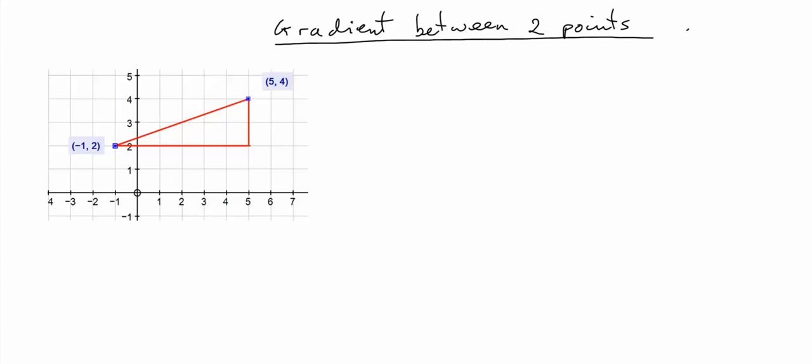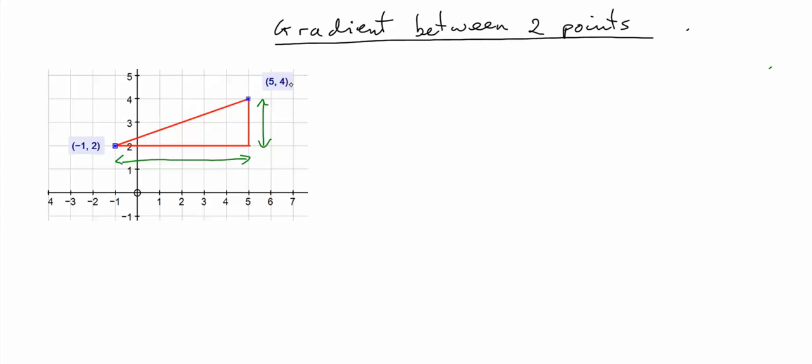We define the gradient as the vertical difference between the 2 points, divided by the horizontal difference between the 2 points, and in this case we can see that is 2 divided by 6, which is a third.